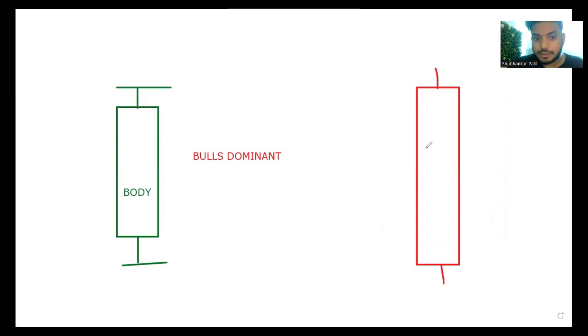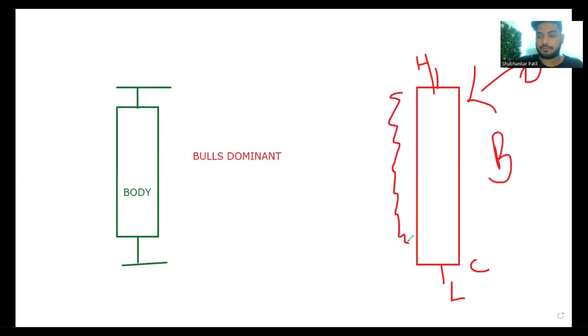Now what happened in this zone is that the market opened over here, made a high here, this is the low that the market made, and this is where the market closed. The bears pushed the price lower, all the way down. What is happening over here? The bears are dominant. They are aggressive. They are pushing the price lower, as low as possible.